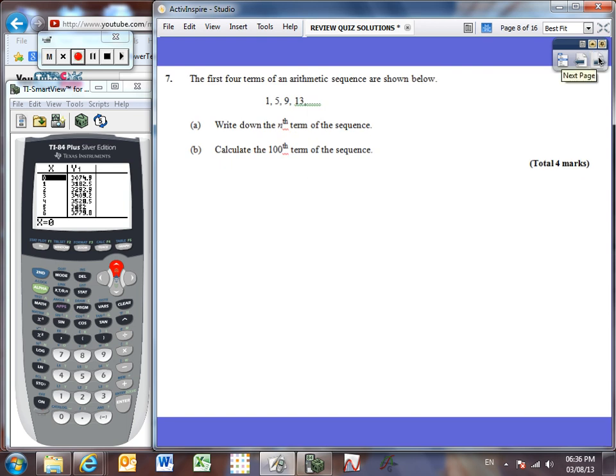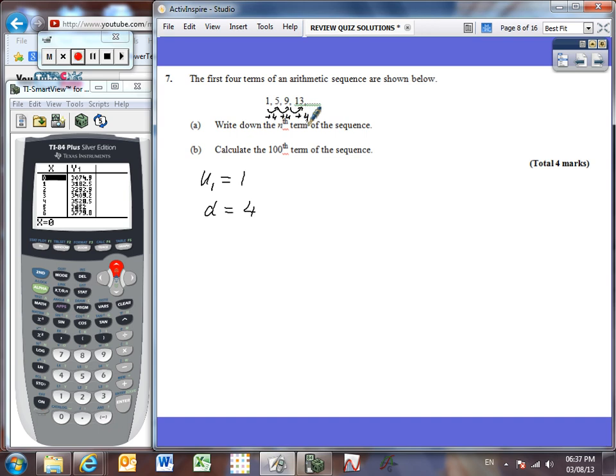Question number 7 will be quicker. We can see the first 4 terms of the arithmetic sequence. We need to write down the nth term of the sequence. Well, first of all, we can see that our u1 is equal to 1. Furthermore, it's pretty quick to see that d is equal to positive 4. We are always increasing by 4.